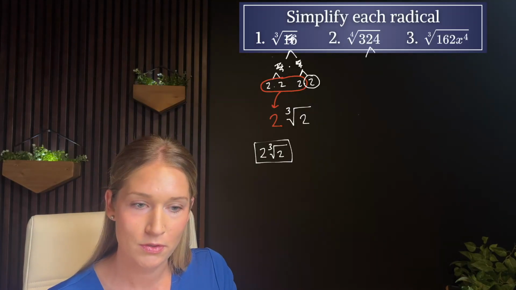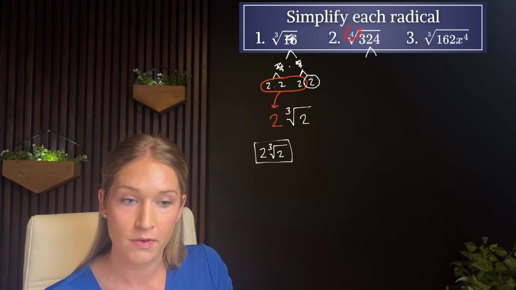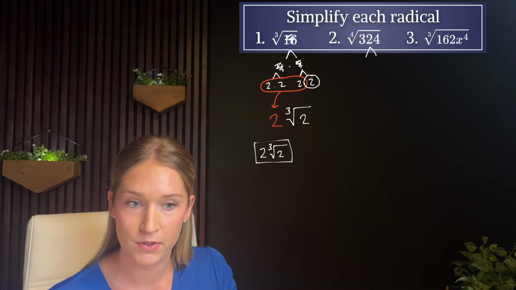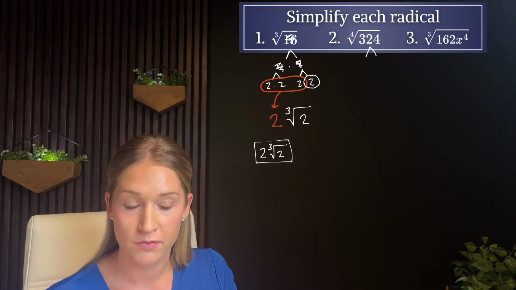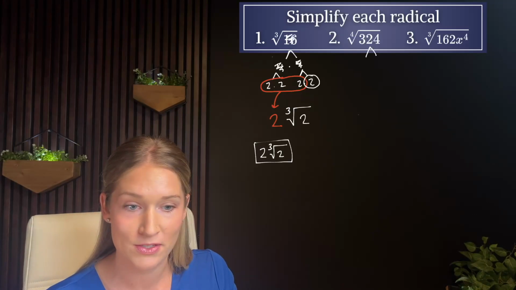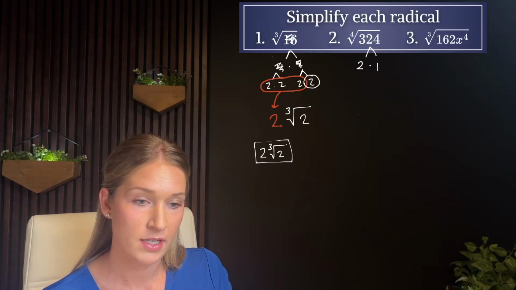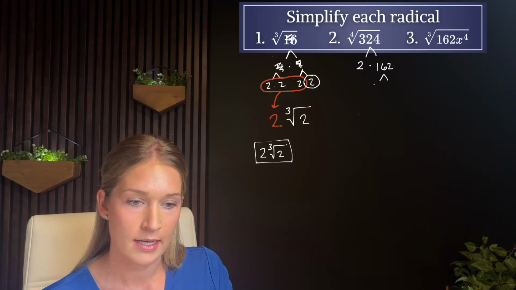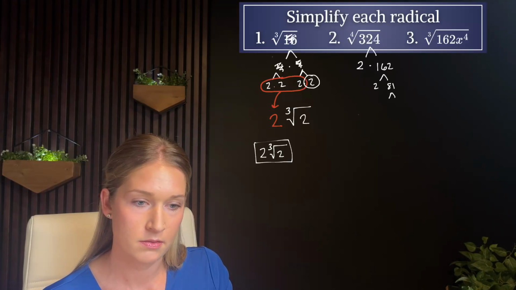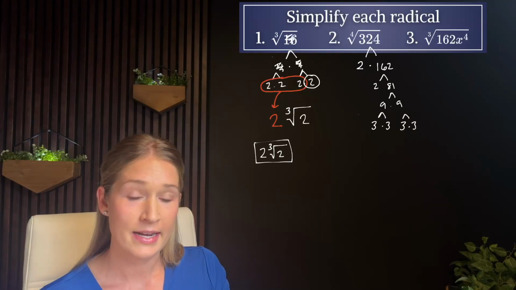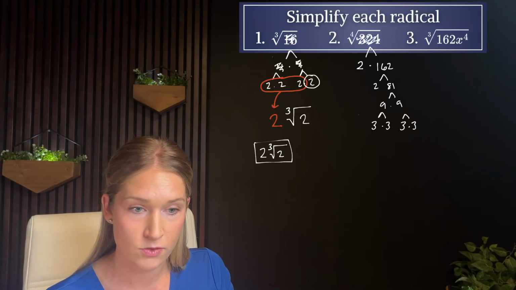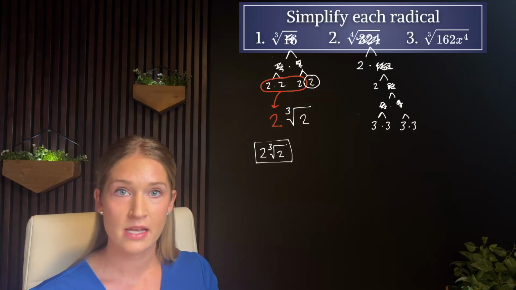Number 2, now I'm looking for groups of 4 because I have a fourth root. Breaking down my 324, I at least know it's even, so let me start there. I've got 2 times 162. I can keep breaking it down until I hit my primes. And I will definitely go back and cross out anything that's irrelevant here because I have a lot going on. So I have 2 2's and 4 3's.